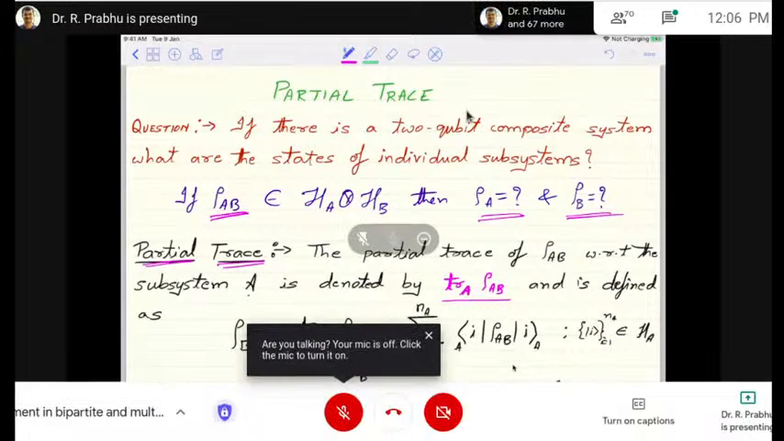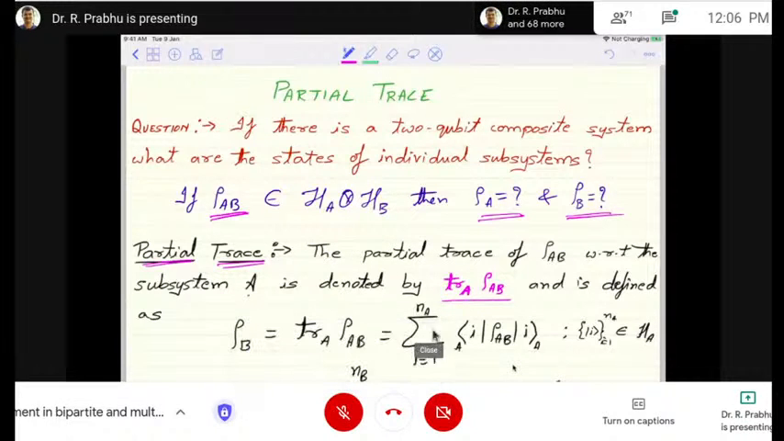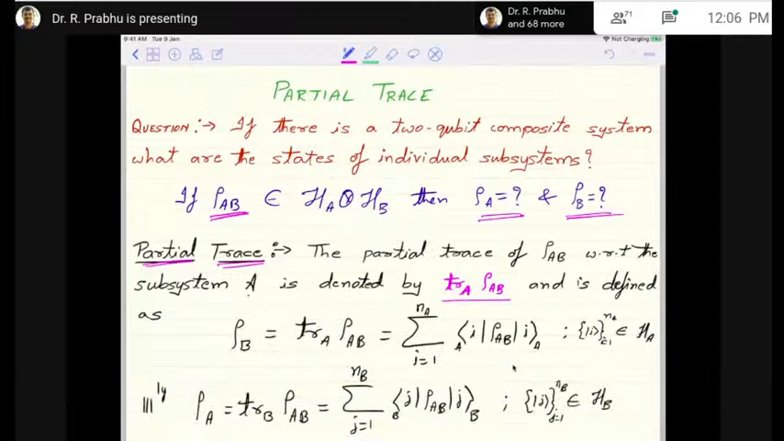If you want to know what is state rho B, then you have to remove the state A from that particular composite system psi AB. Even if you consider the language of matrices in terms of summation, you can rewrite and exhibit this particular expression. It is like summing over all the basis vectors with respect to A.